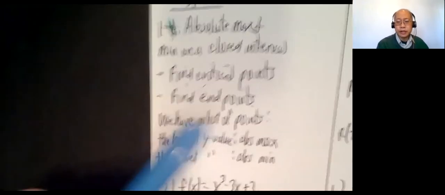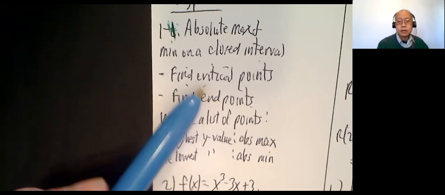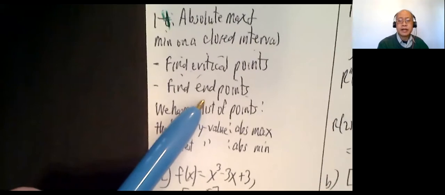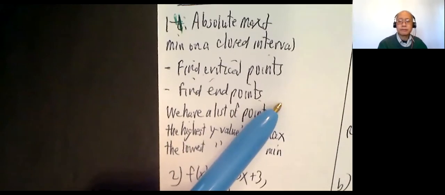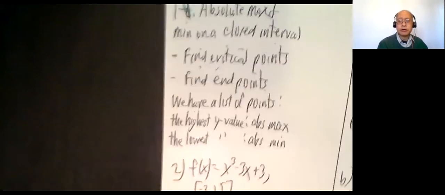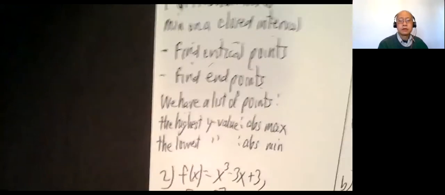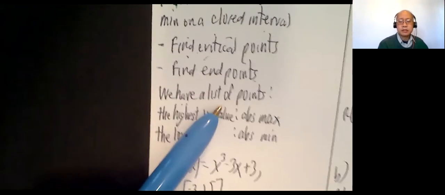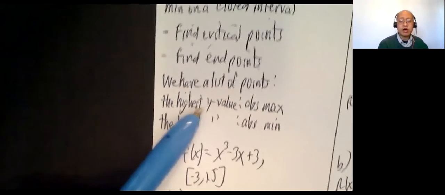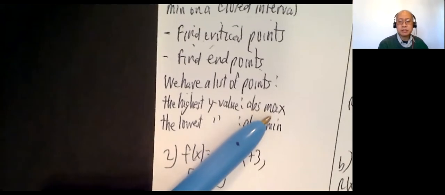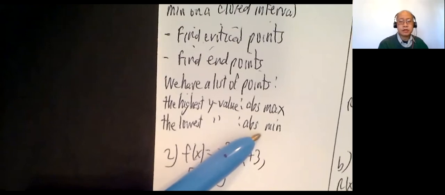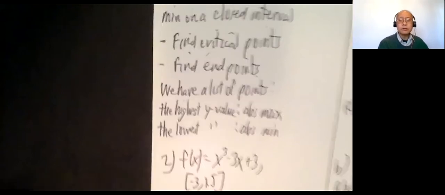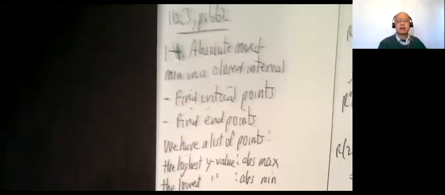Okay, so you have a list of points. You have all the critical points and the endpoints. You're guaranteed at least 2 points, the left endpoint and the right endpoint. Then you also check the critical points. So you have a list of points. The highest y value is the absolute max. The lowest y value is the absolute min. That's all there is to it. Okay, so I'll go through that again.